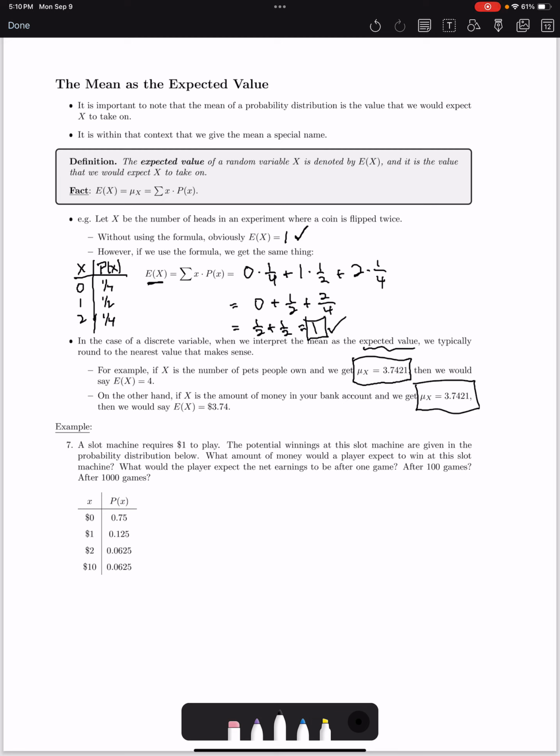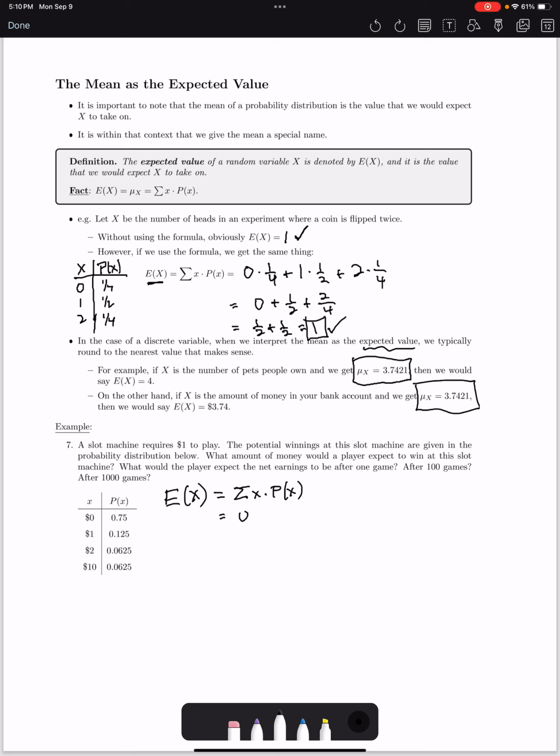Okay. Well, to compute, so notice that question. What amount of money would a player expect to win, right? So we're going to be computing an expected value, right? The expected value of x. We want to know what value we expect x to be. Okay. So we're going to use our formula, right? This is the sum of x times p of x.